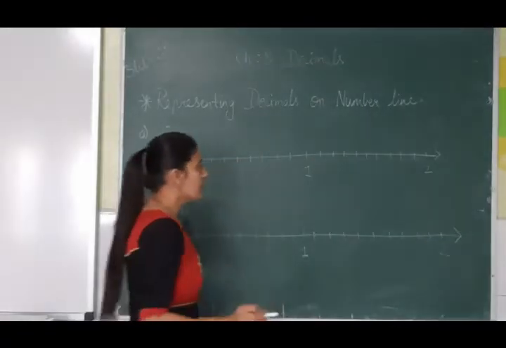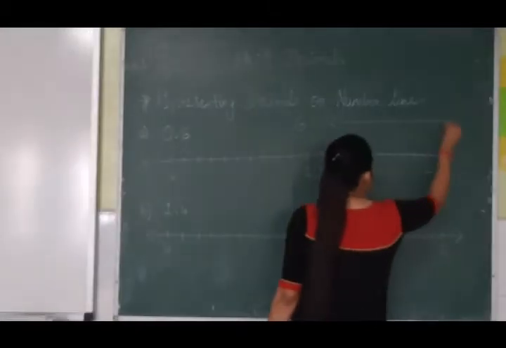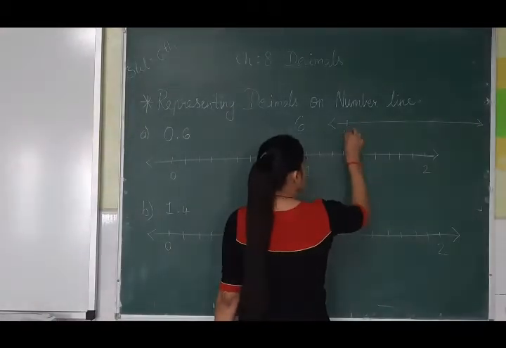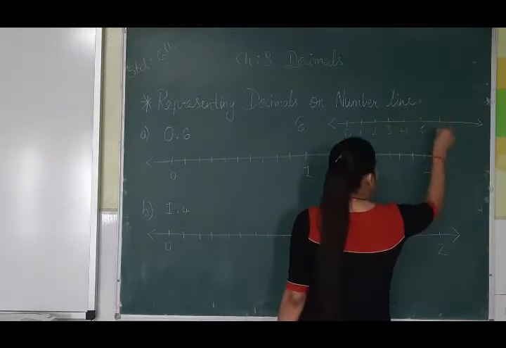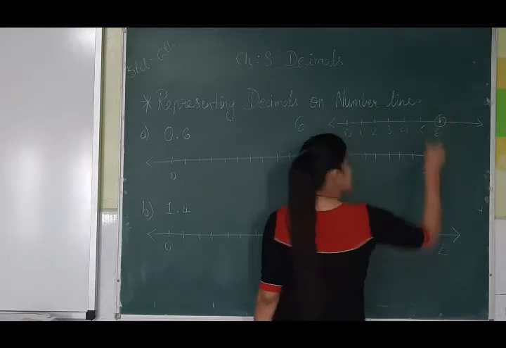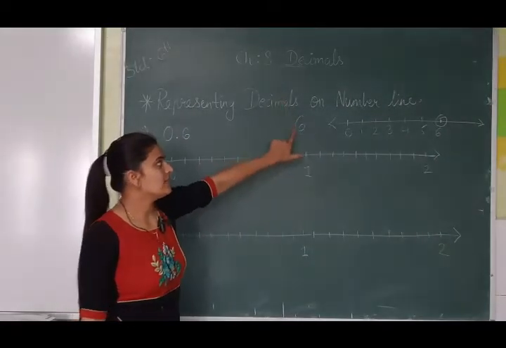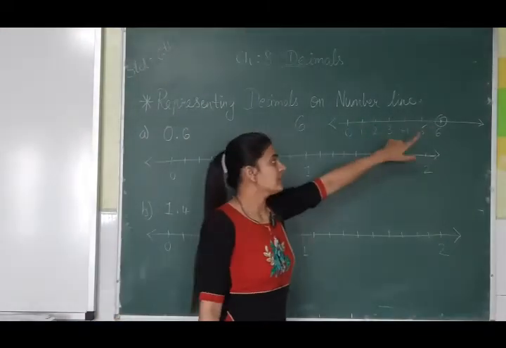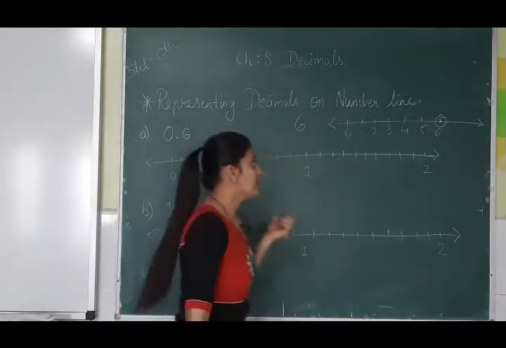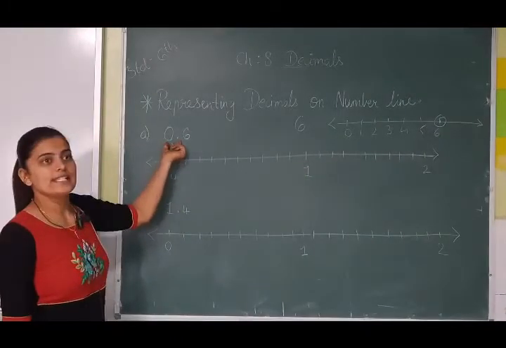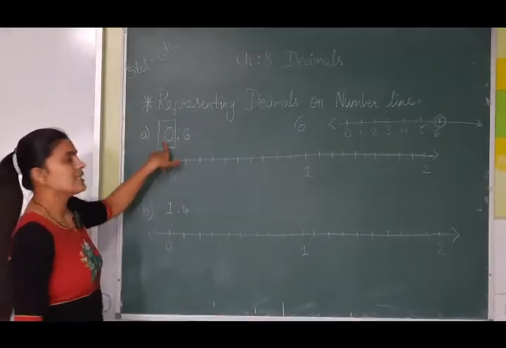Whenever you had simply 6, how did you denote it on the number line? Simply we start from 0, 1, 2, 3, 4, 5 and 6, and here you get the 6. When it was only a whole number and not a decimal, it was very simple to mark the point on the number line. Now for the decimal point, here it is 0.6, so we look at the whole number, that is 0.